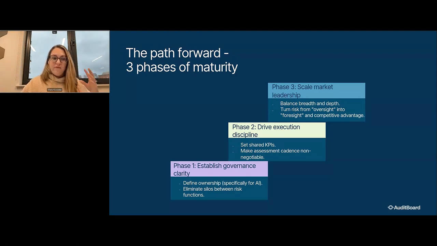And so enterprises need to start to build this out. There are a few different phases. The first is around establishing governance clearly. So define ownership and accountability throughout enterprise risk committees. So think again about what you want to do and which one you want to focus on.